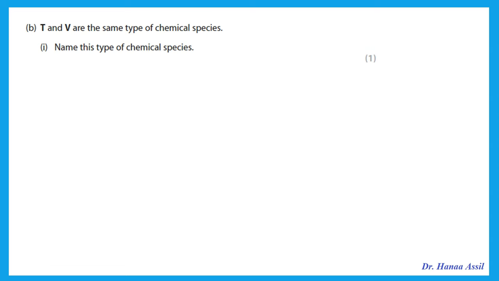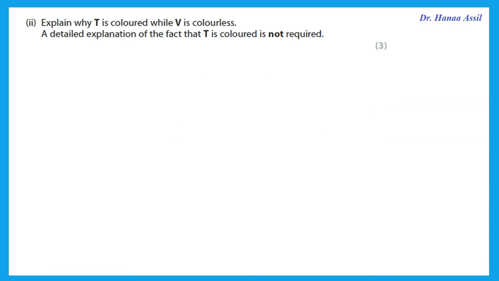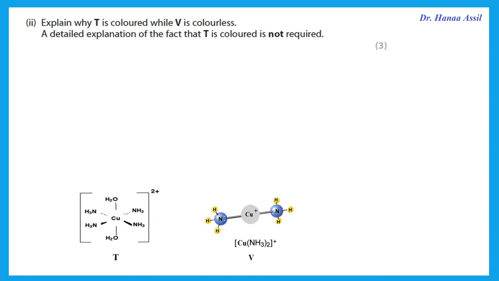T and V are the same type of chemical species. This was T and this was V. What type of chemical species do we talk about here? These are called transition metal complexes. Explain why T is colored, V is colorless. Now, a detailed explanation of the fact that T is colored is not required.